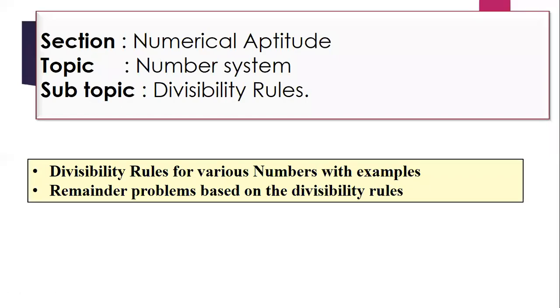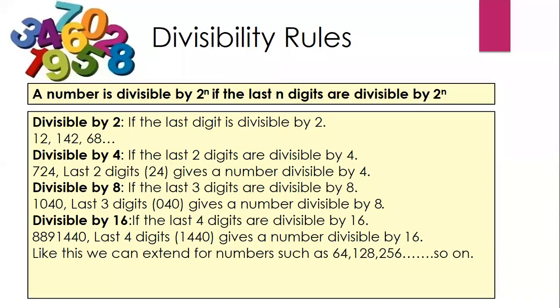Hello everyone. In this video, we are going to see some of the divisibility rules and remainder problems which can be solved under divisibility rules. For example, a number which is divisible by 2 power n, or numbers like 2, 4, 8, 16, 32. For a number divisible by 2, just check the last digit. When the last digit is divisible by 2, then the whole number will be divisible by 2.